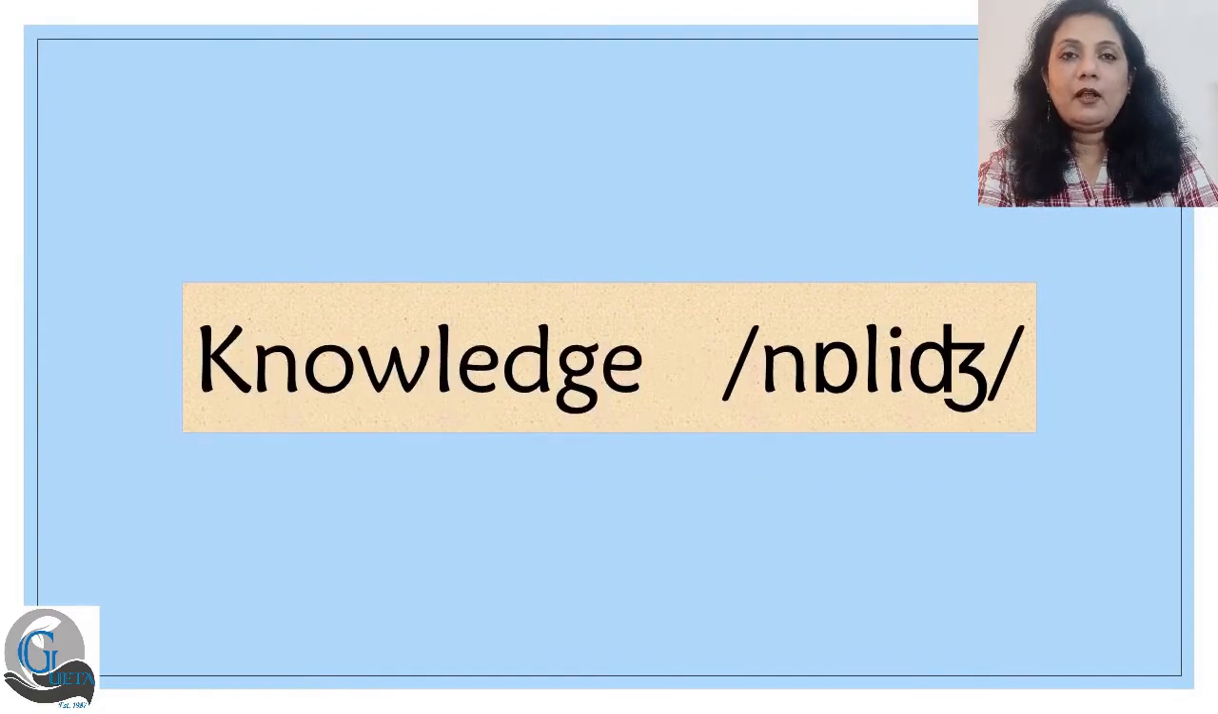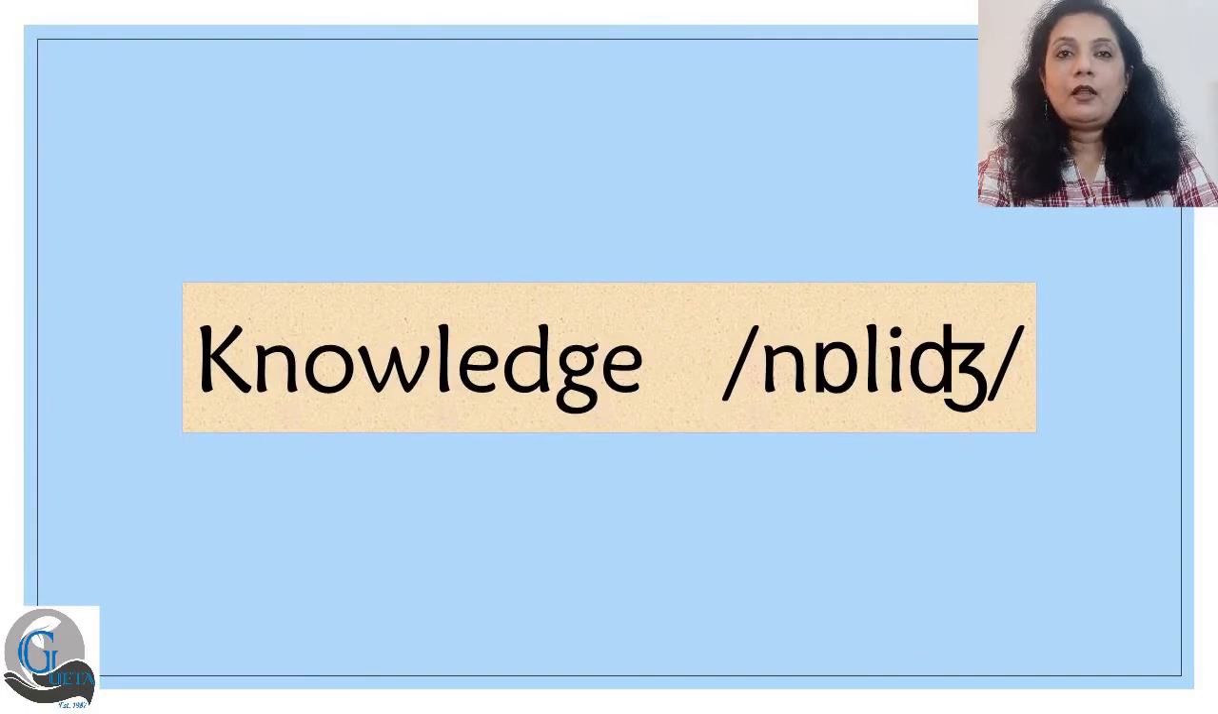Then the next word, knowledge. Now here you can see that it is written as KN, but it has only one sound. Two letters but one sound, and that is n. K is silent in this word. So it is n, o, l, e, j.